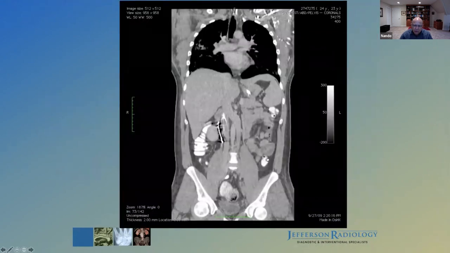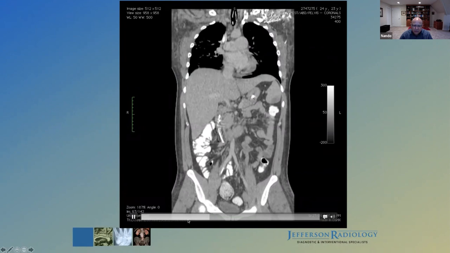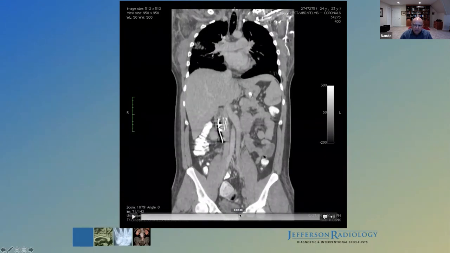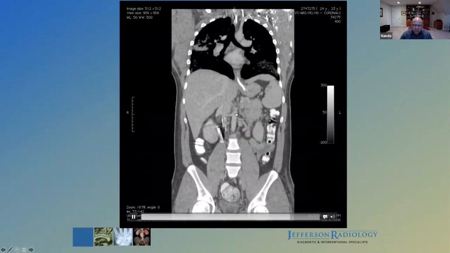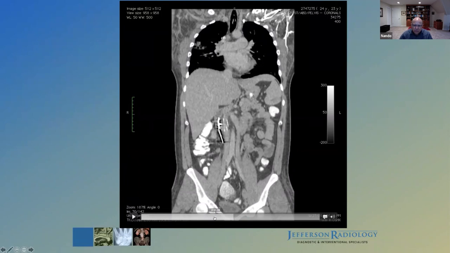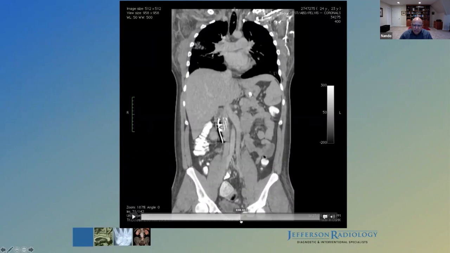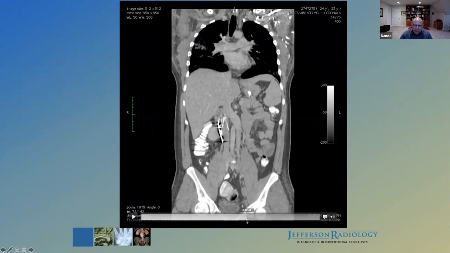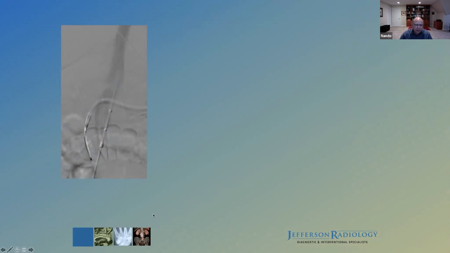Coronal CT images, and I'll slow this down a bit, again show the IVC filter, but I draw attention to this structure that represents the left-sided portion of a duplicated IVC. As such, this filter is not protecting the patient from emboli from the lower extremities, and a decision was made to place a suprarenal IVC filter.